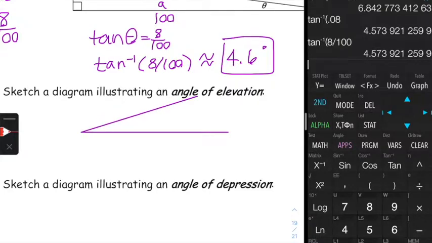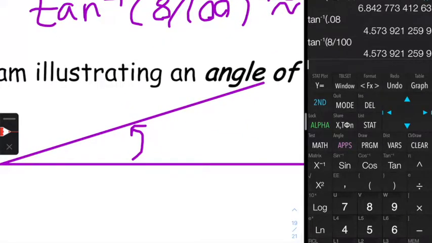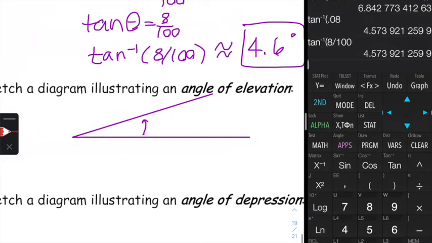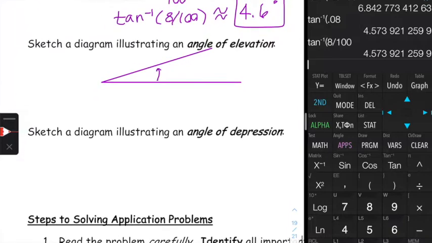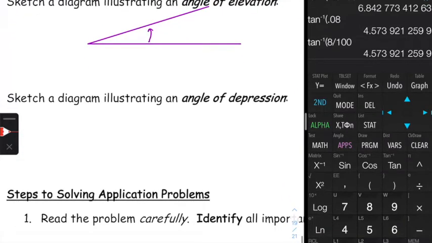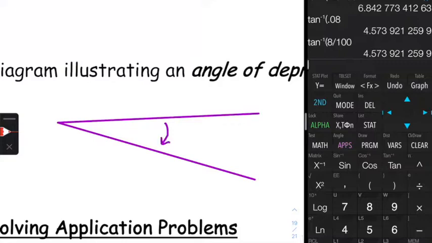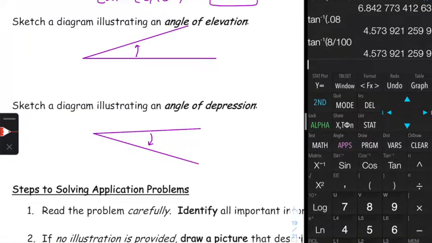So I'm going to draw an angle going up like this, and I would even draw a little arrow right there. So it's how many degrees up that you're going. That'll be an angle of elevation. An angle of depression starts with the horizontal again, but then it's how many degrees downward that you're going. So draw an arrow like that. That's an angle of depression, because that will change slightly how you set up some of the word problems that we're going to do in just a second.